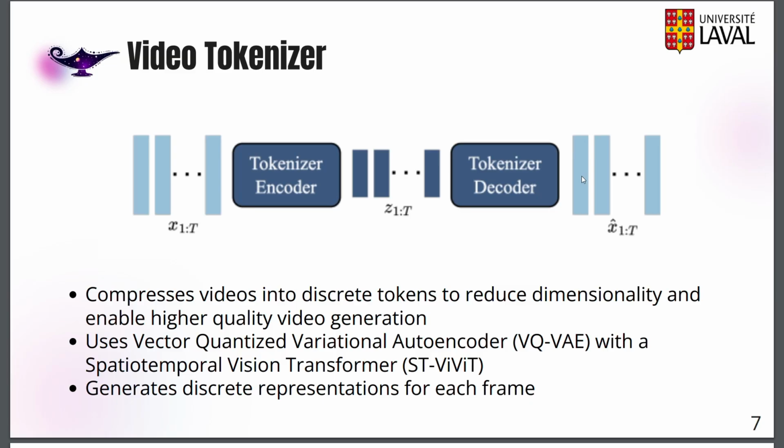The purpose of the video tokenizer is to compress videos into discrete tokens, which helps address dimensionality and video generation challenges. It uses a combination of a video vector-quantized variational autoencoder and the spatiotemporal vision transformer described earlier. The tokenizer generates discrete representations for each frame. In the diagram, we can see video frames passing through the encoder to create tokens, and then decoding those tokens to reconstruct the predicted frame outputs.